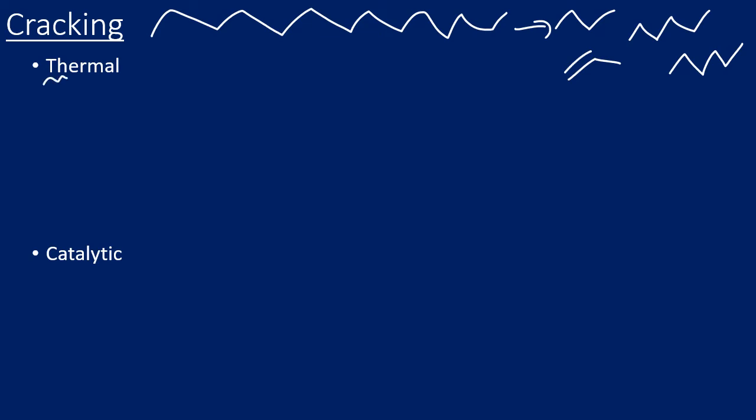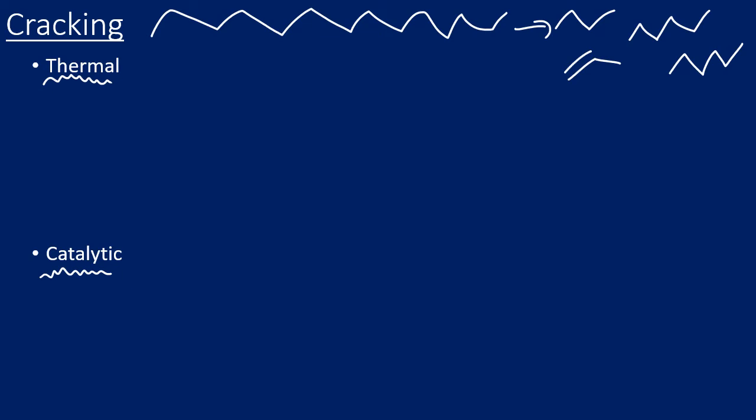Now, at GCSE, you do cover cracking, but we need to cover it in a little bit more detail here because there's actually 2 types of cracking. Okay, there's thermal cracking, and there's catalytic cracking. You are expected to recognize the difference and know the difference in both.